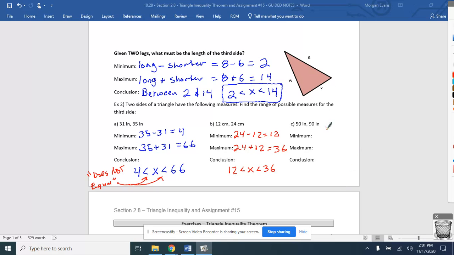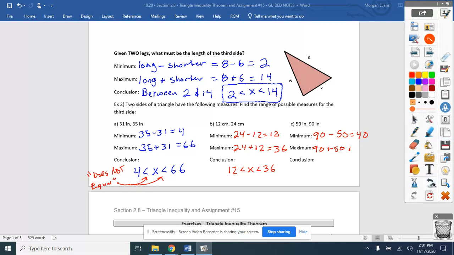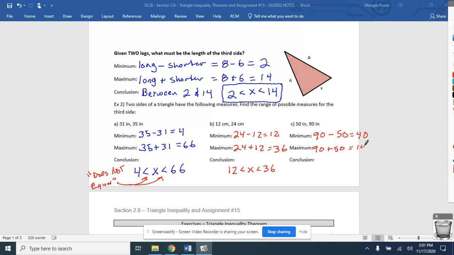Okay, and finally, one more example here. To find the minimum, 90 is our longest side. 90 minus 50 is 40. And then assuming these two were our shorter sides and we need the longest side, we can find the max by doing 90 plus 50, which is 140. Conclusion, it has to be between 40 and 140. Pretty straightforward there.